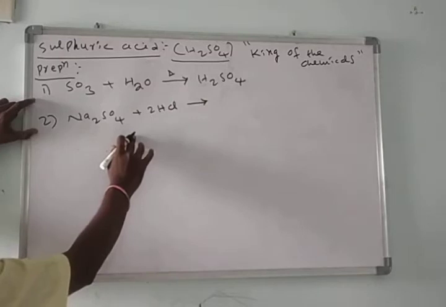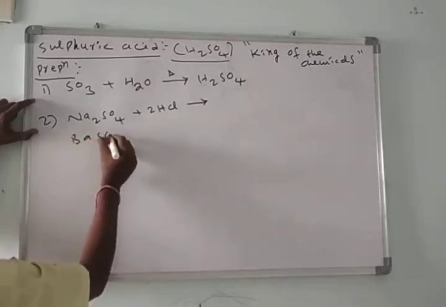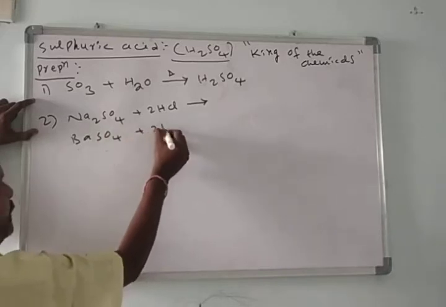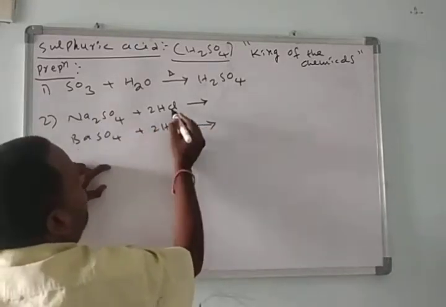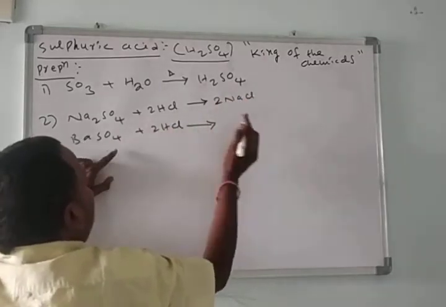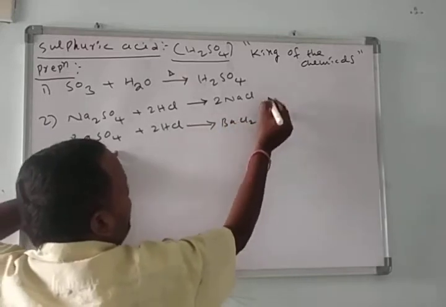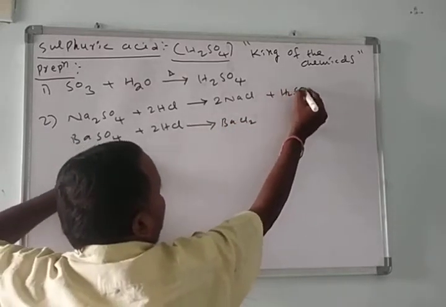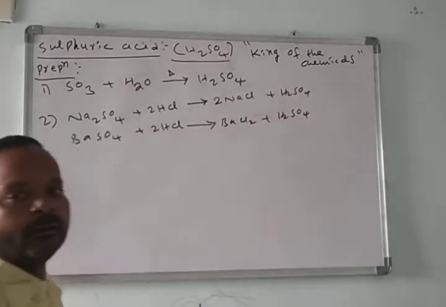Any sulfate, sodium sulfate, barium sulfate, potassium sulfate, reacts with hydrochloric acid. What happens? The sodium reacts with chlorine and forms 2 moles of sodium chloride, and barium reacts with chlorine and forms barium chloride here. Here we will get sulfuric acid. Here also we will get sulfuric acid.